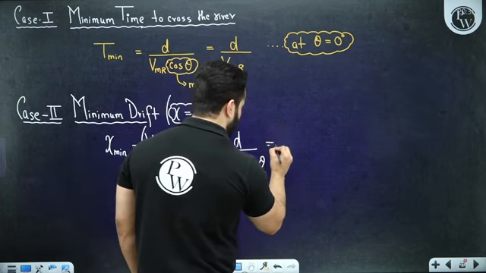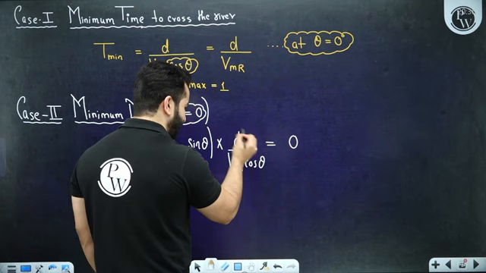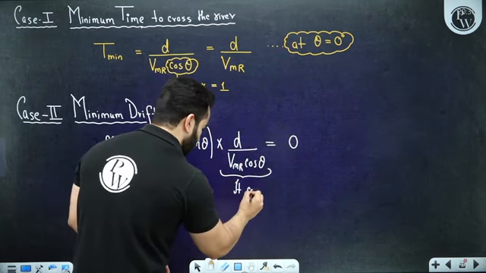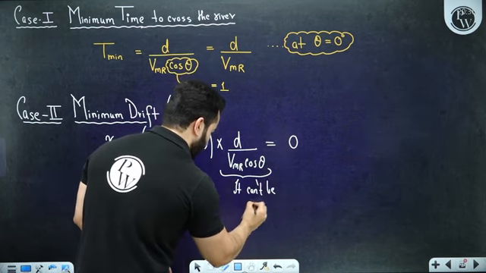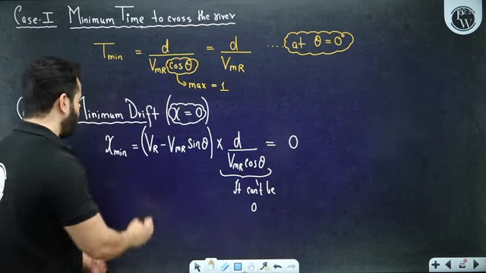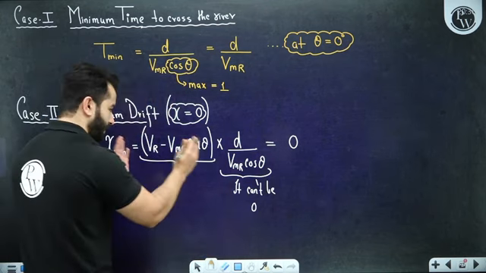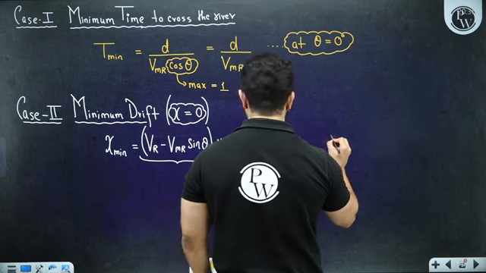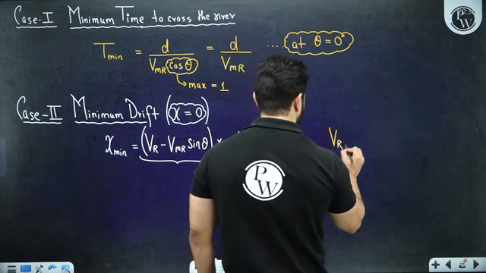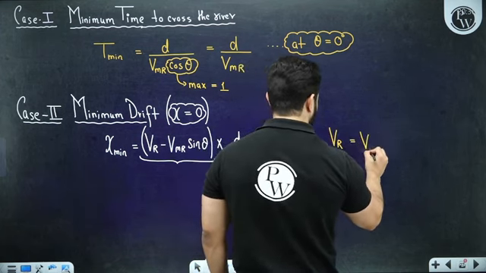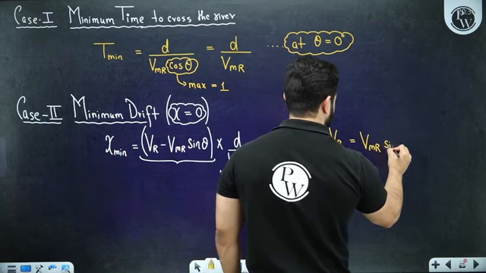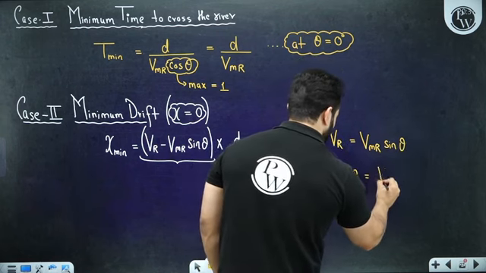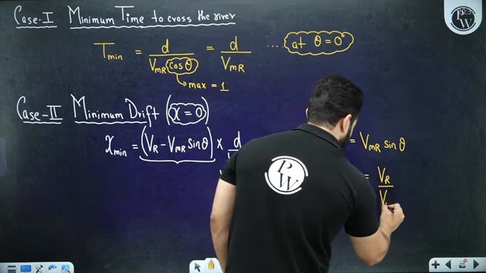should actually be 0. Now please try to understand. This thing is time. It can't be 0. Time can't be 0. So for drift to be 0, this term should be 0, which means that for minimum drift, VR should be equal to VMR sine theta. So sine theta would be equal to VR divided by VMR.